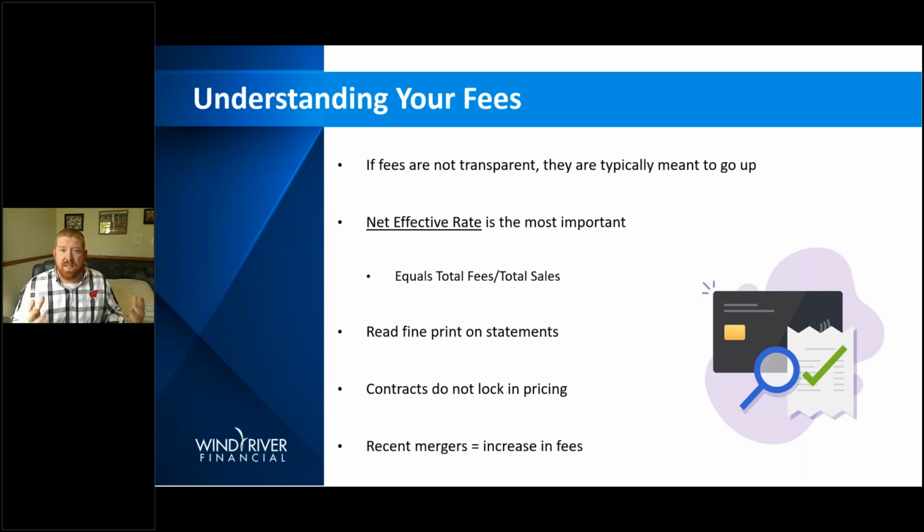Really, there's a large dollar amount that was put on the table to buy that company, and a lot of times it's going to be on those customers to raise revenue, and the best way to raise revenue is to raise pricing. So if you've noticed that your processor changed names or got acquired, again, something to definitely keep your eye on in a recent statement.